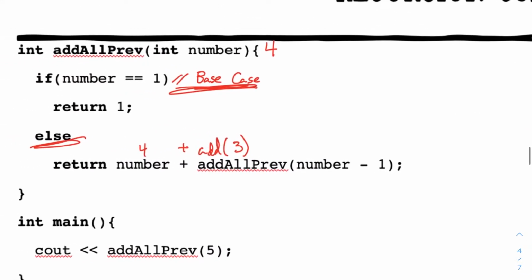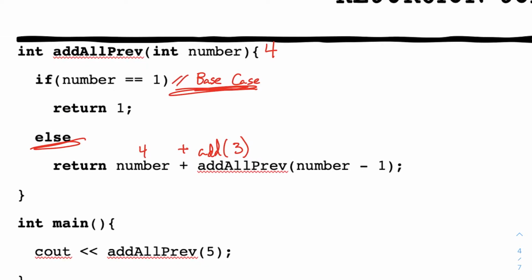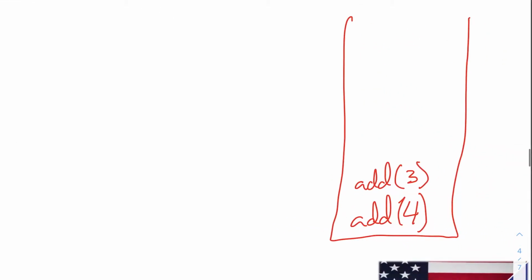Next, we are back at the top. Now we have the number equals 3, so we are calling the function addAllPrevious with the number 3. 3 equals 1 is false, so we go to the else. Return 3 plus add on 2. So let's go to our function call. Now we are on add of 2.